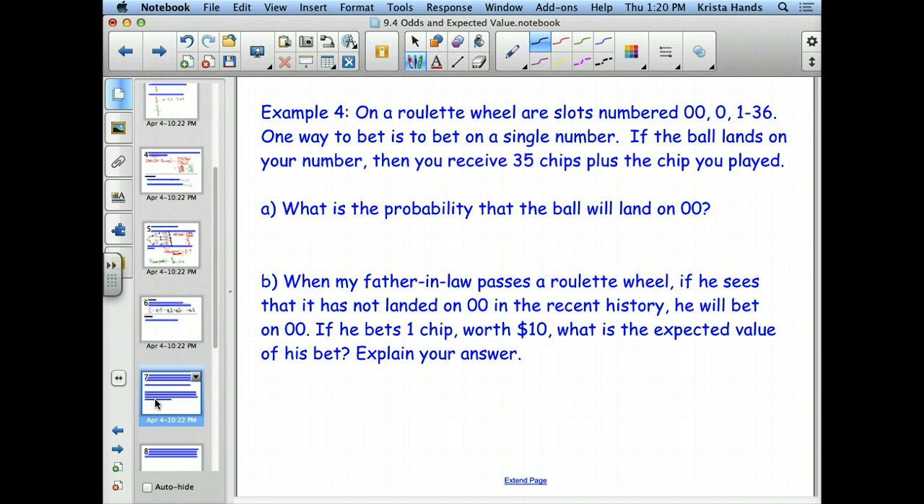Okay, first question. What is the probability that the ball will land on 0, 00? 1 out of 38. Yes, 1 out of 38. Where did the 38 come from? The 36 numbers, 1 through 36, plus 2 more, the 0 and 00. So everybody good with that probability? Okay.